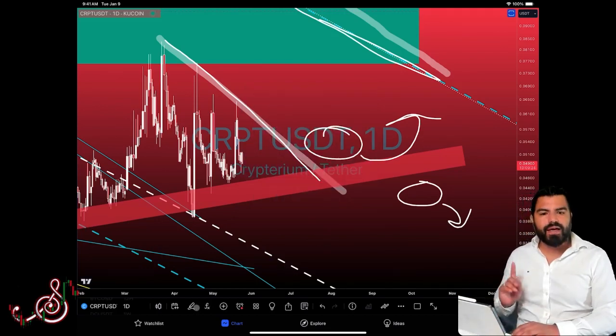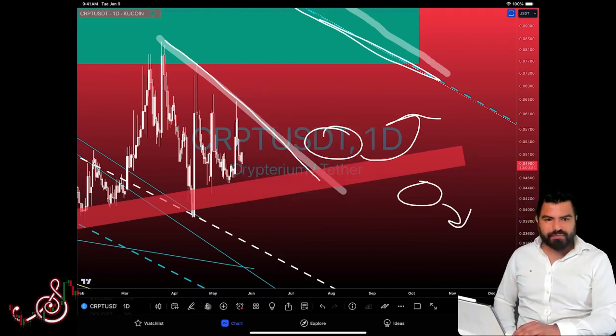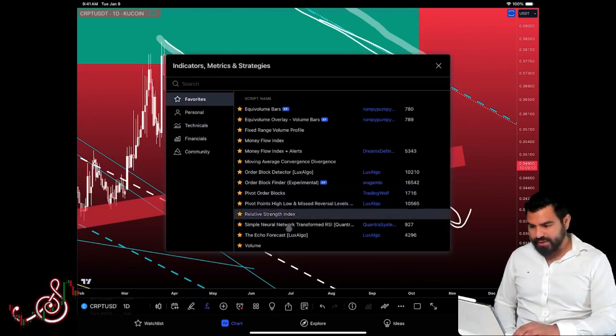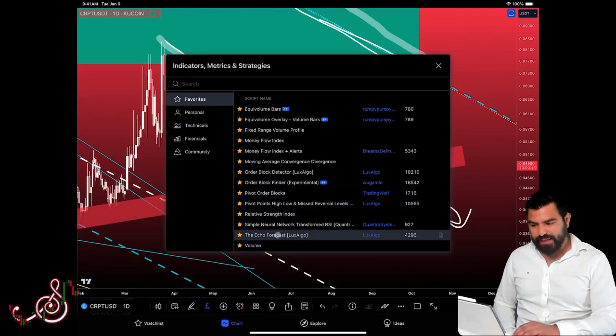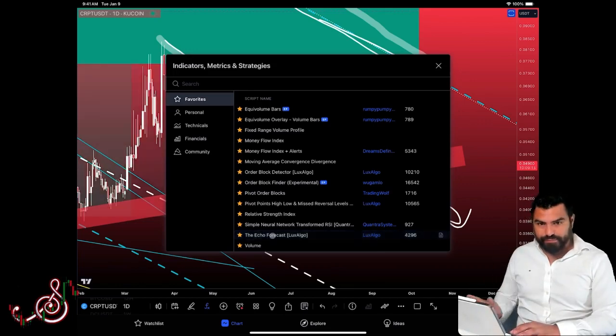So I'll put it on. This is the indicator I like to use sometimes. It's called FX. And then I'm going to click on the Echo Forecast. Lux Algo, I like this one. Click on it.